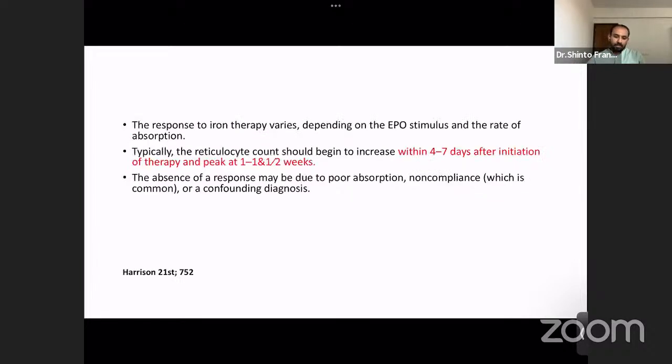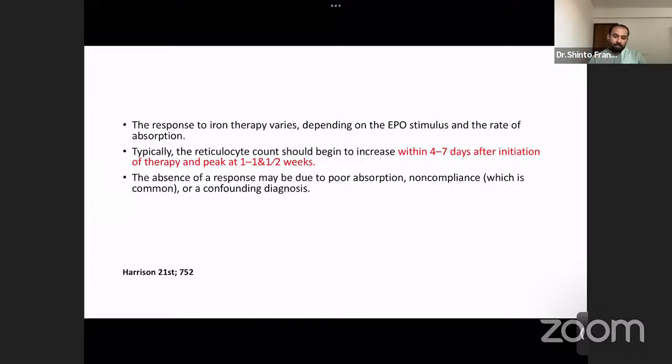Okay. So here, the response to iron therapy varies if you have differential EPO stimulation or rate of absorption, or coexisting other deficiencies like B12 or folate. In addition to this is compliance to the therapy. If you are giving iron and he or she is not taking the oral iron because of non-compliance, they might have nausea, vomiting, loose stools, diarrhea, etc. So all that has to be taken into consideration if there is inadequate response to iron therapy.